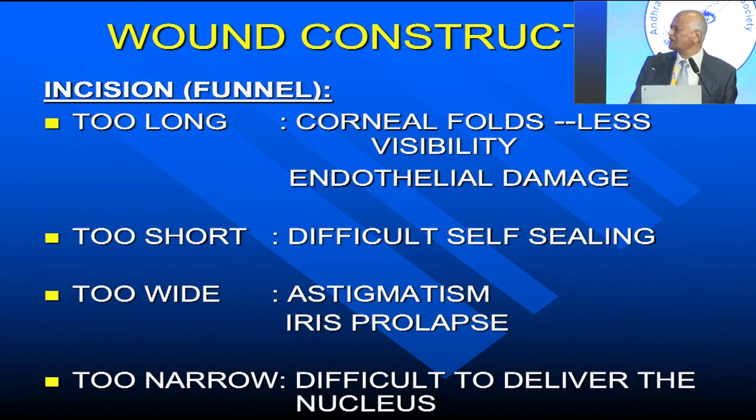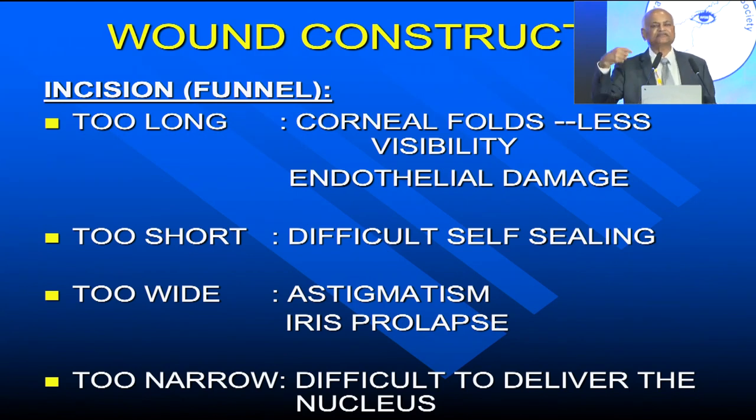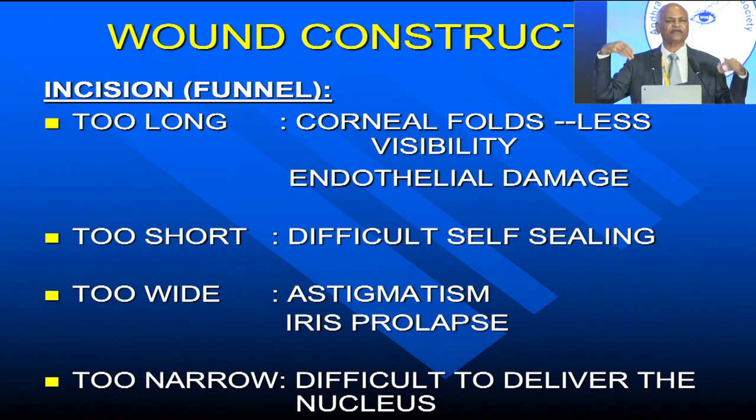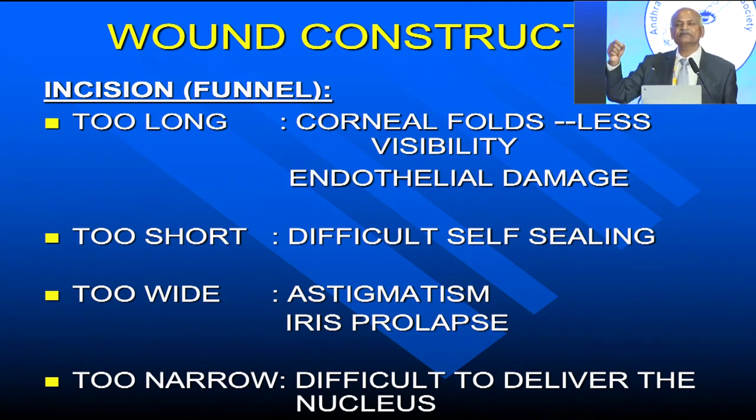Then there is a too short incision. What happens, it is not in the cornea, it is just at the limbus, and when it is just at the limbus, then every time the iris will come out. Whenever you are doing any instrumentation, the iris will come out, and then there is no self-sealing. So it should be in the cornea, so that it will self-seal.